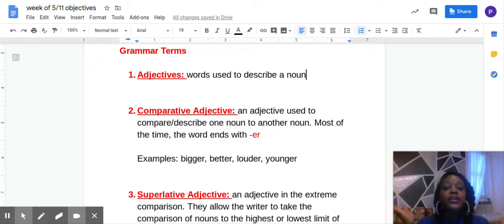Here's some examples: bigger, better, louder, younger. My brother is younger than I. ER. Let me scroll down a little bit. If I can.